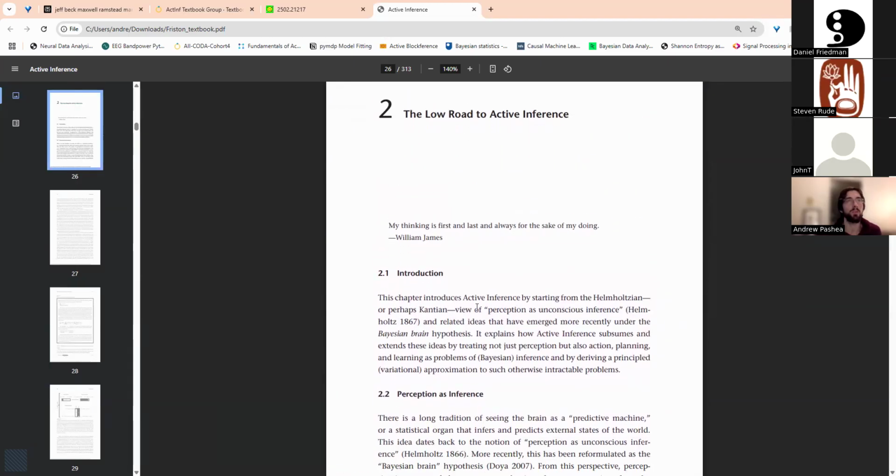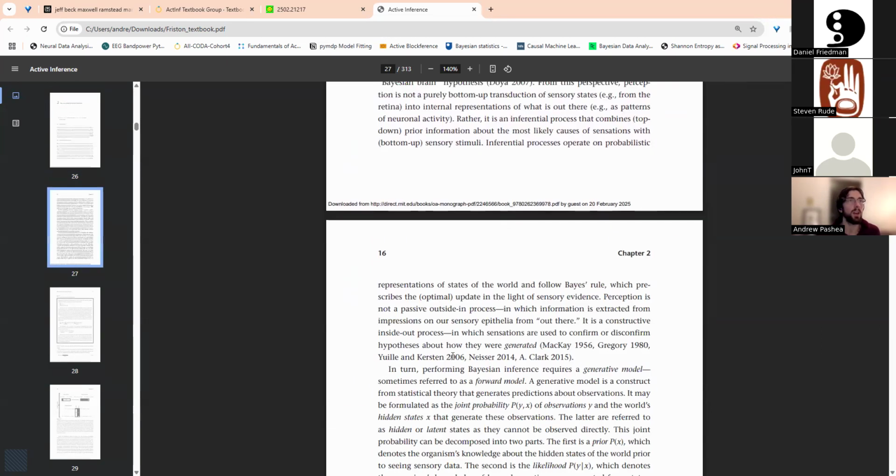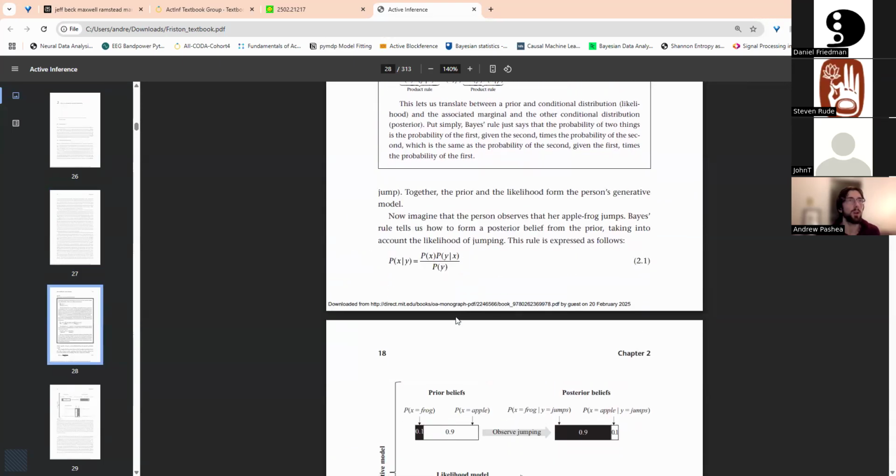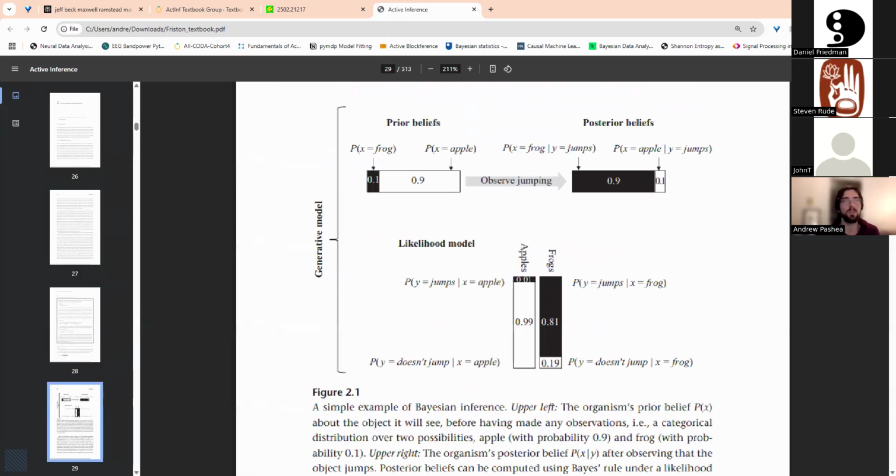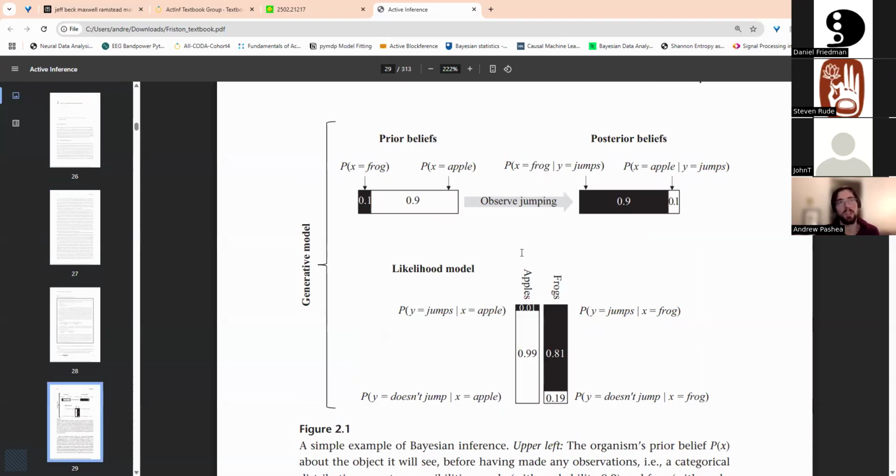I do promise it's worth bearing through it, if only to become more familiar with the terms and to try and get what you can out of some of the somewhat more commonsensical, maybe that's not quite the right word, examples of, if you observe something jumping, is it an apple or is it a frog? Right? It's like being able to rephrase things in rather simpler terms helps to clarify.